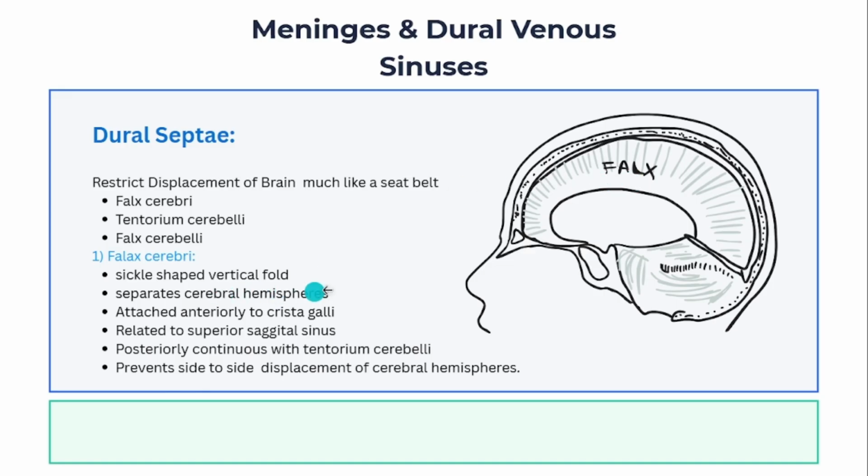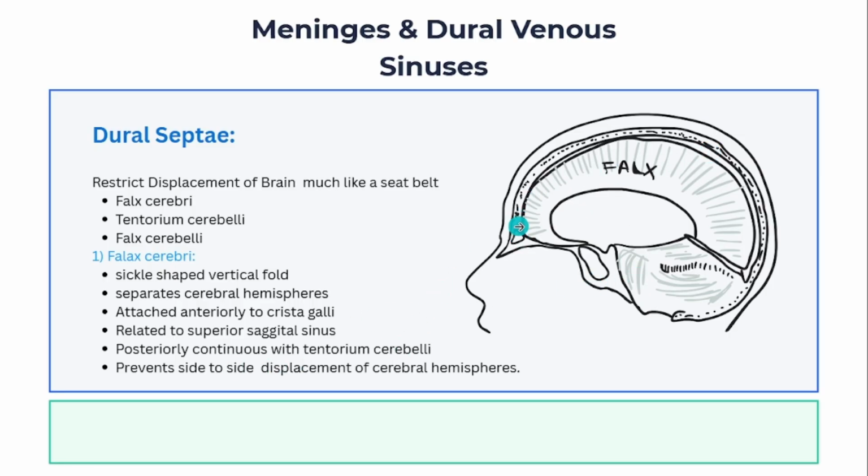This separates the cerebral hemispheres. For example, this is the left cerebral hemisphere and this is the right cerebral hemisphere, as you can see from an aerial view. Then in between these will be a vertical sickle-shaped fold known as the falx cerebri, and this basically prevents the side-to-side displacement of the cerebral hemispheres.